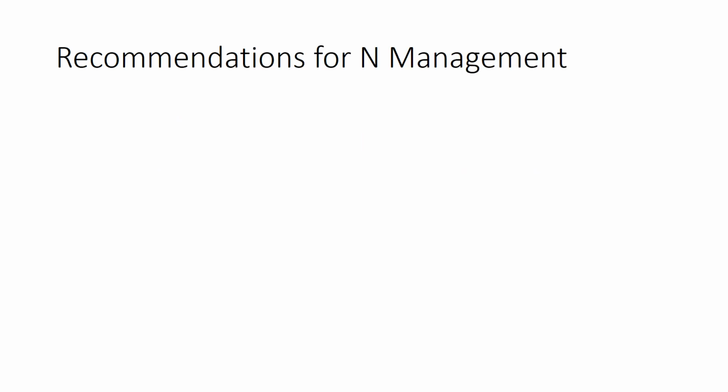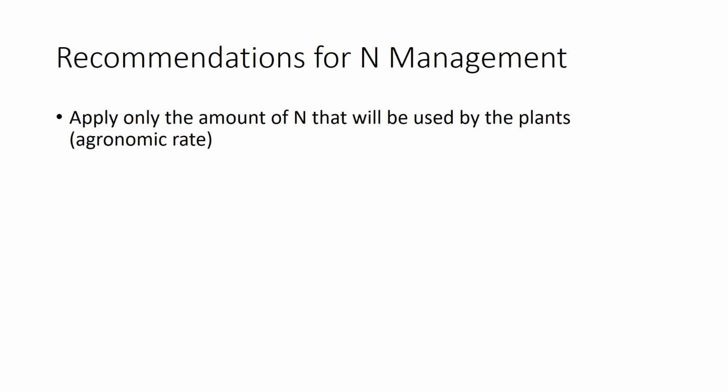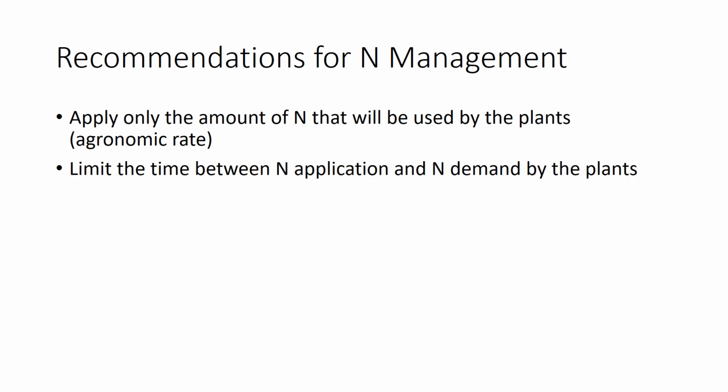So I'm going to wrap this up with some just general recommendations for nitrogen management. We only want to apply the amount of nitrogen that will be used by the plants. So this is known as the agronomic rate. So we can only apply what is agronomically feasible and required in order to produce our crop or produce a lawn that we're trying to grow or what have you.